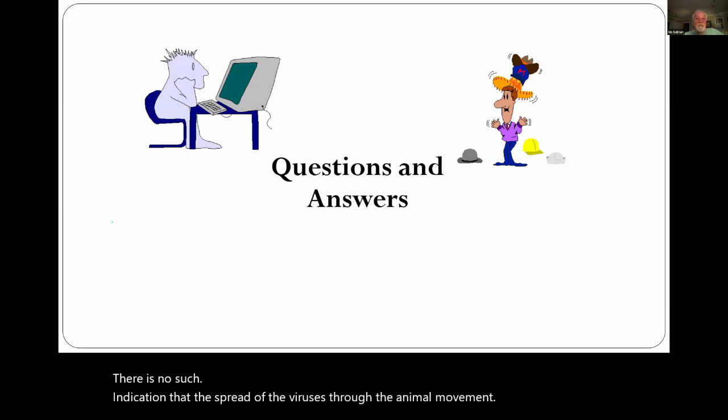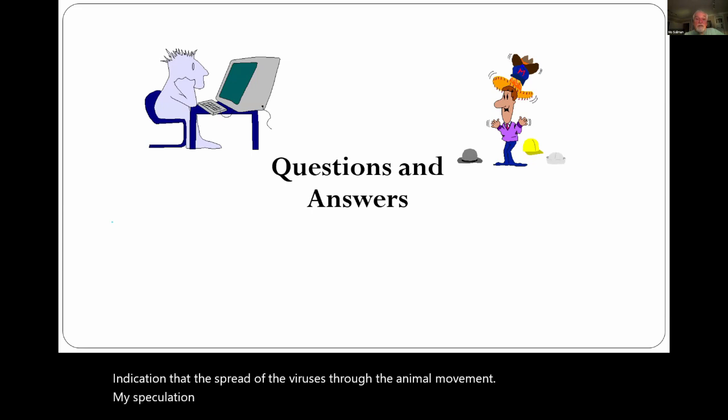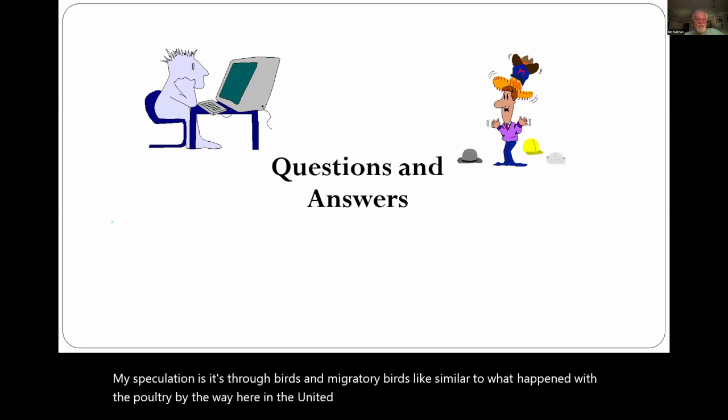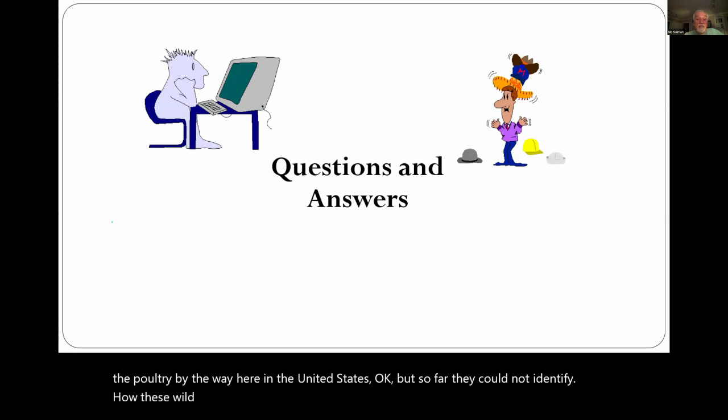My speculation is it's through birds, migratory birds, similar to what happened with the poultry, by the way, here in the United States. But so far they could not identify how these wild birds have access to the dairy cows, and why only dairy cows.